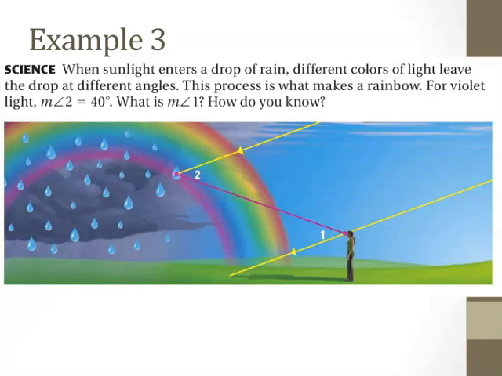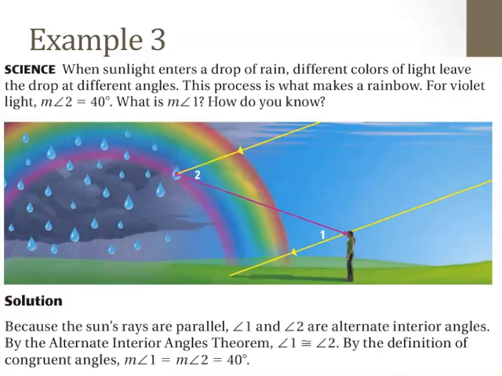You can see that the two yellow lines that are in the diagram are parallel to one another. They represent the sun's rays. Then we have this purple line here that's going through both of the parallel lines. And so we can say, well, since we have a transversal going through two parallel lines, and we know angle 1 and angle 2 are alternate interior angles, then we know that angle 1 and 2 must be congruent to each other, which means if angle 2 is 40 degrees, that means that angle 1 is also 40 degrees.